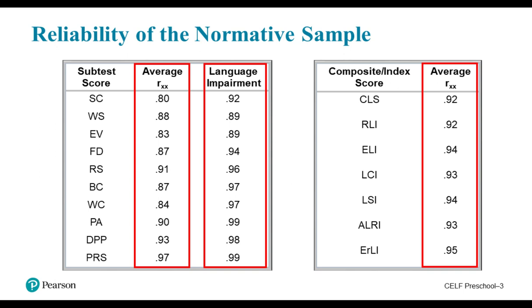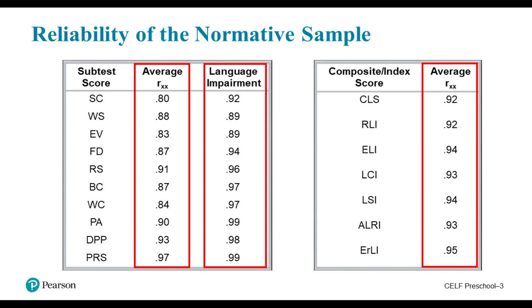When we look at some of the data based on the performance of the children in our standardization sample, for the overall normative sample, the average split half reliability coefficients range from 0.80 for the sentence comprehension subtest to 0.97 down at the bottom for the preliteracy rating scale. And overall, the reliabilities for each subtest are good to excellent. When we look at the reliabilities for the composites over here to the right, you'll see that those reliabilities, again, are excellent, ranging from 0.92 to 0.95.